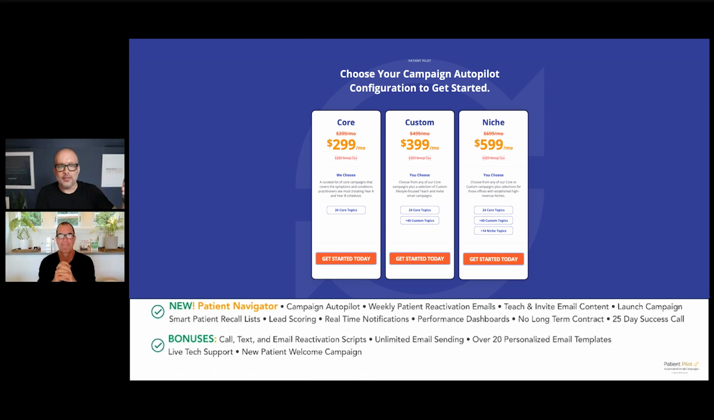Now, we also know that some docs want to have a little more control. So if you are a doc that would love to choose the campaigns from our best of core library, in addition to 40 plus other campaigns, that is our custom offering where your feed, your emails, everything's personalized, but you get to choose the topics out of our library. That's custom. And then we know there are some other docs out there that have gotten really into some really fantastic modalities, whether that is weight loss, shockwave, spinal decompression.